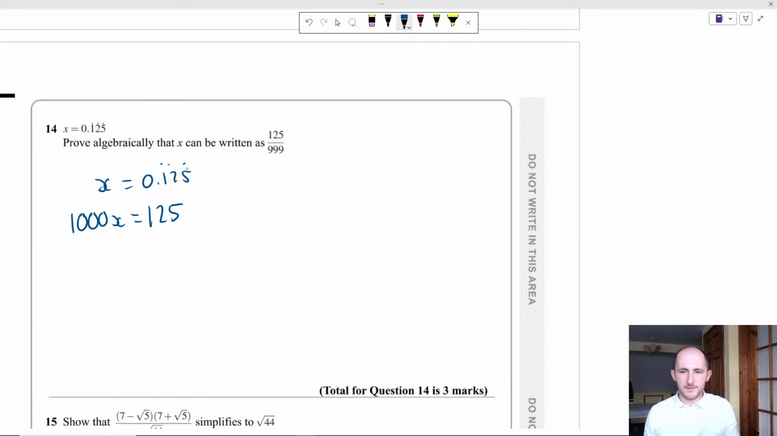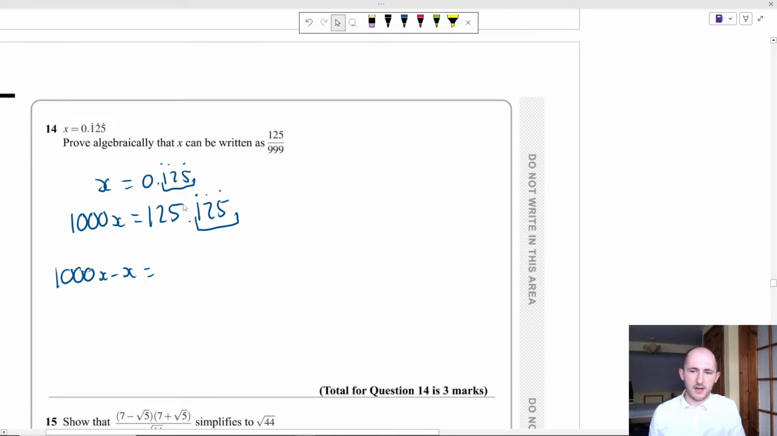So if I times that by 1,000, you get 125.125 recurring again. And that's the whole point, right? You want to get the decimals exactly the same. So now you do 1000x minus x, which equals 125.125 recurring minus 0.125 recurring. As you can see, you're just left with 125.